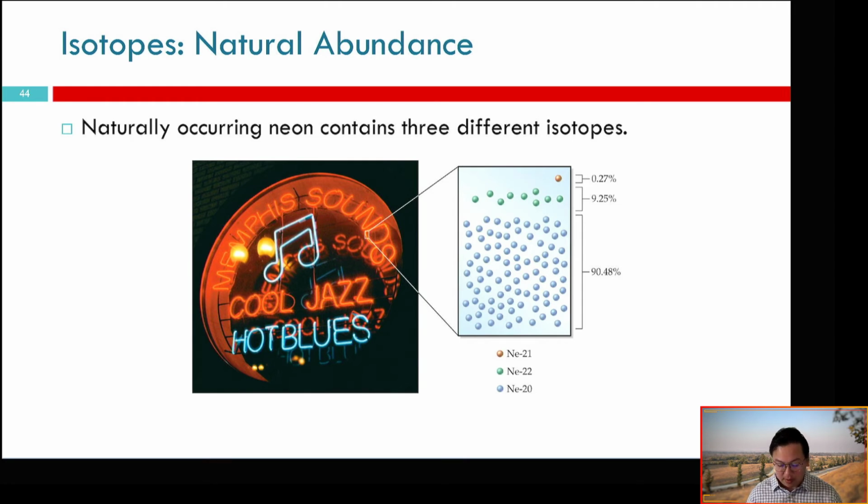So for neon, there are 3 naturally occurring isotopes. We've got neon 21, neon 22, and neon 20. So what does that number mean, though? You can see here that they occur in different levels of abundance. So 0.27%. Sometimes it's easier if you write 2 zeros, because 1 or 10% would be like this. 0.27% are going to be your neon 21. Then 9.25% is neon 22, and the vast majority, 90%, are neon 20.